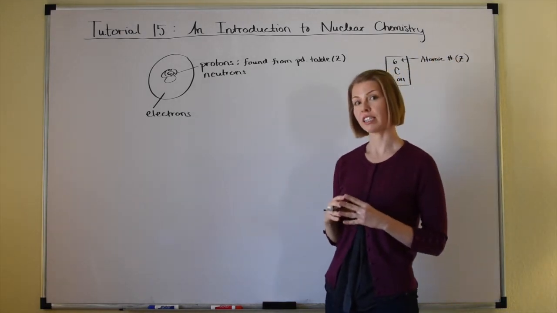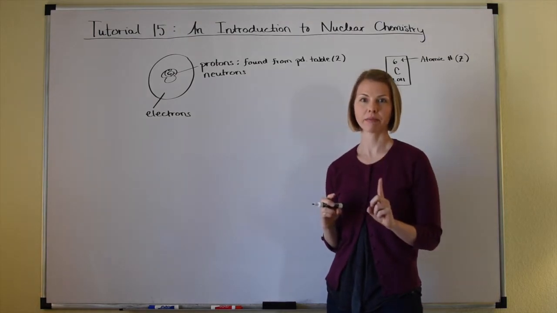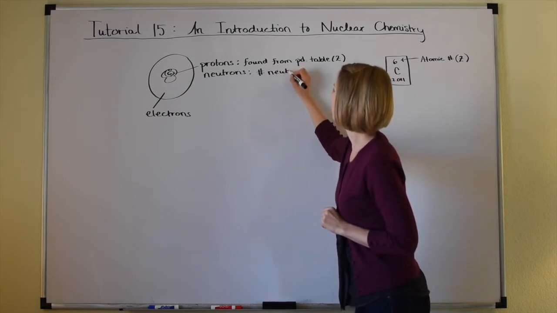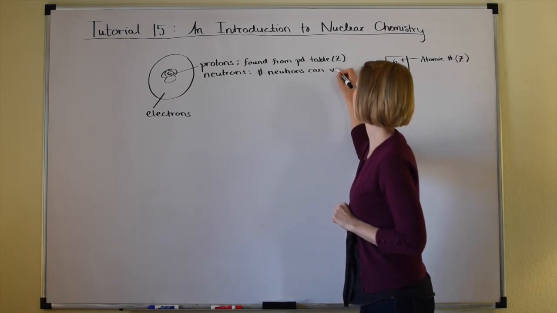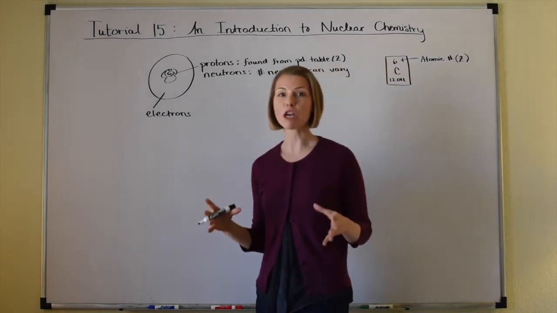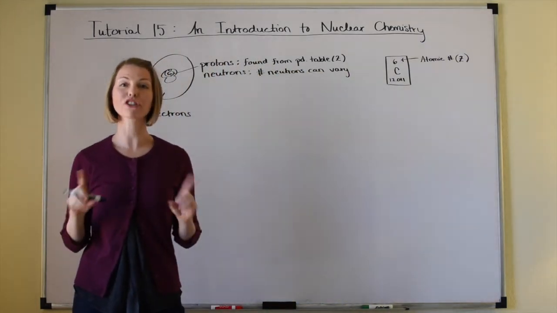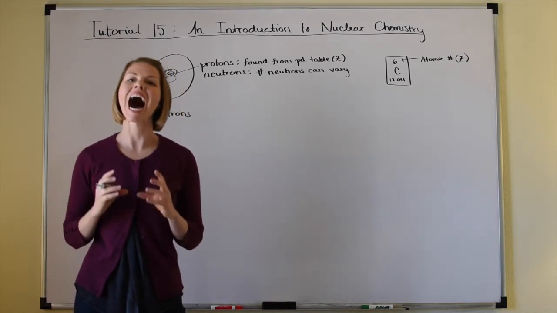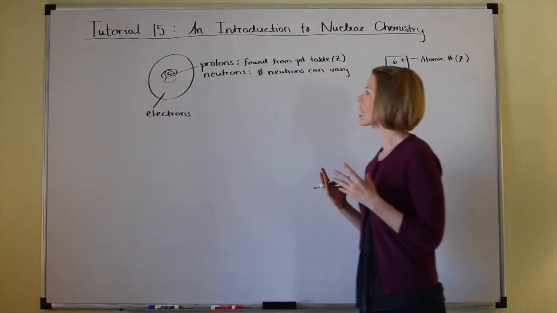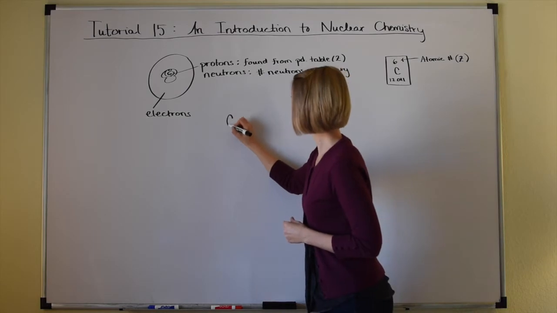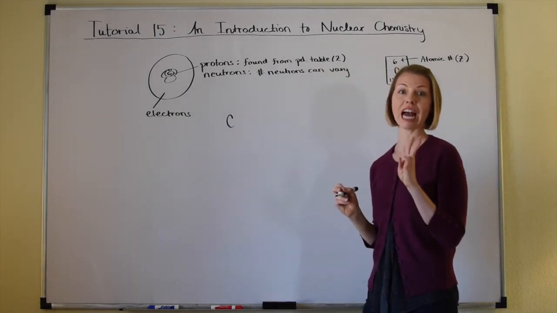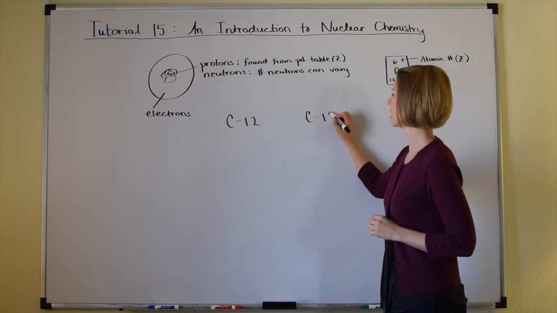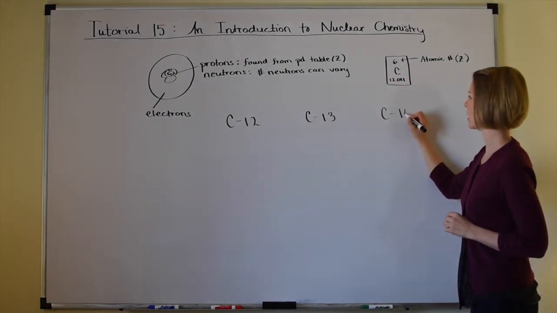The number of neutrons within the nucleus can vary. So I'm going to write up here, number of neutrons can vary. Atoms of the same element that have different numbers of neutrons and therefore different masses are related to one another as isotopes. So for example, carbon has 3 naturally occurring isotopes: carbon 12, carbon 13, and carbon 14.